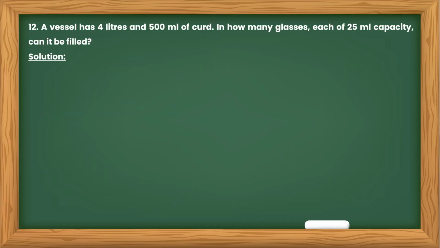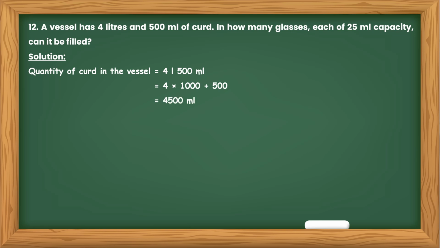Moving on to the 12th question. A vessel has 4 liters and 500 milliliter of curd. In how many glasses, each of 25 milliliter capacity, can it be filled? So the quantity of curd in the vessel is 4 liters 500 milliliter. Again we will convert liters to milliliter. 1 liter equal to 1000 milliliter. So 4 into 1000, totally it is 4500 milliliter.